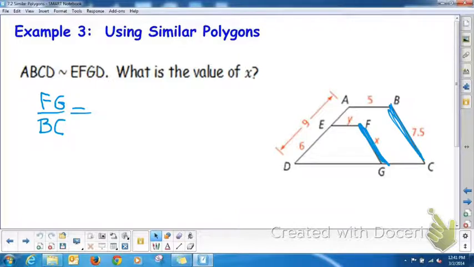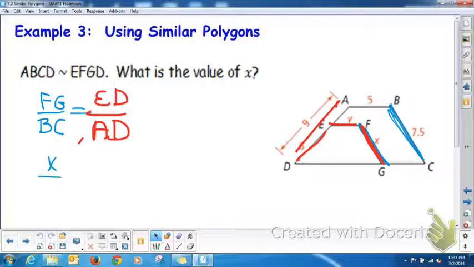So I have the small one on top. FG is the small one, so I need to pick another side of the small one. I do have this one, EF, but I don't know what Y is, and I can't solve for X and Y in the same equation. So I'm actually going to use this one, ED, over, ED corresponds to AD in the large shape. So now I'm going to plug in those values.